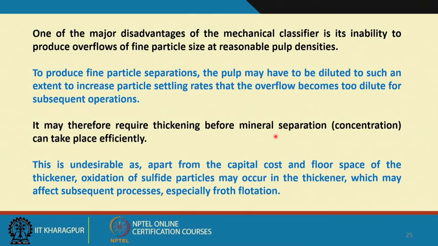So, this is undesirable, apart from the capital cost and floor space of the thickener. In many cases, when you are using sulphide minerals, oxidation occurs in the thickener, which may affect subsequent processes, especially froth flotation, because they are now exposed to more of an oxidizing atmosphere. So, when the surfaces are oxidized, it is very difficult to separate them in a froth flotation process. So, these are the pros and cons of the mechanical classifiers.